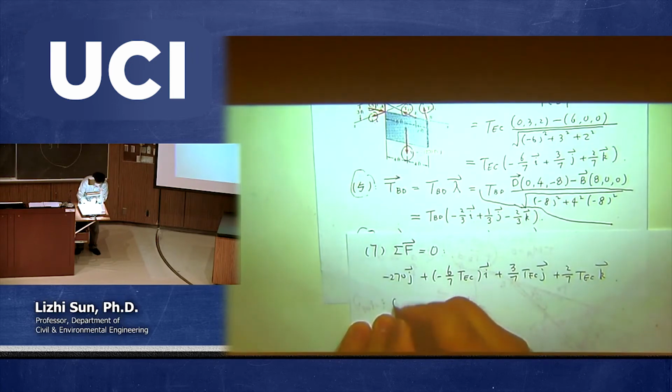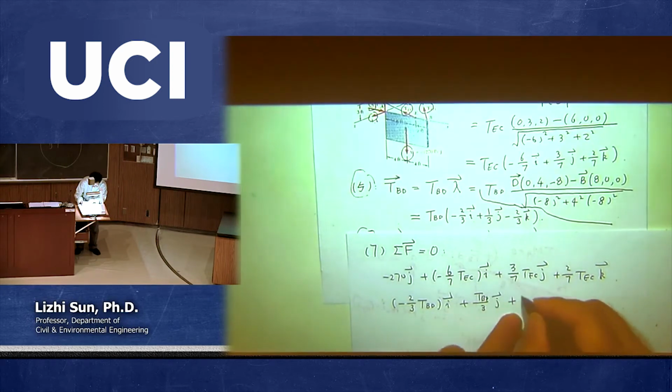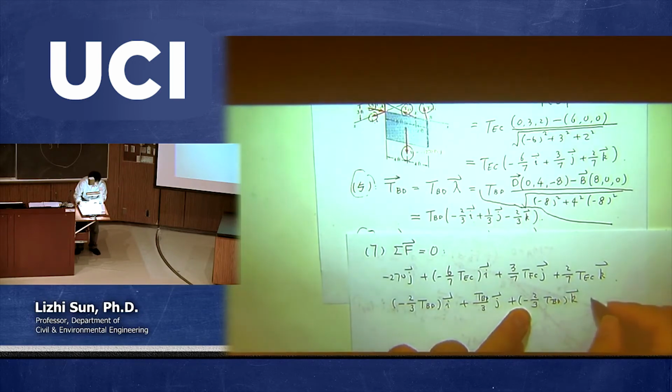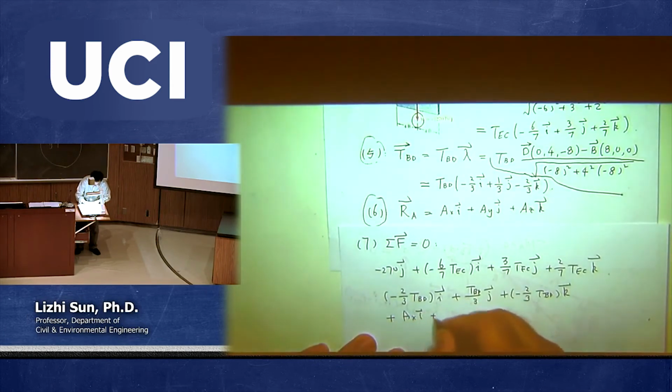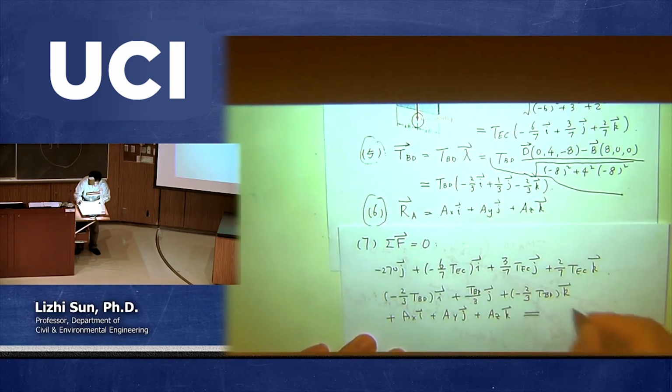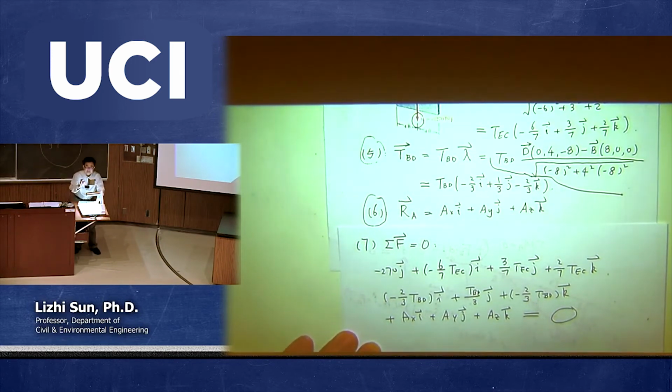TBD has three components, negative 2 over 3 TBD I plus TBD over 3 J plus negative 2 over 3 TBD K. And one more, this one, plus AX I, AY J, AZ K. And that's equal to 0. Any questions? Okay, so then you just need to collect terms based on I and based on J and based on K.